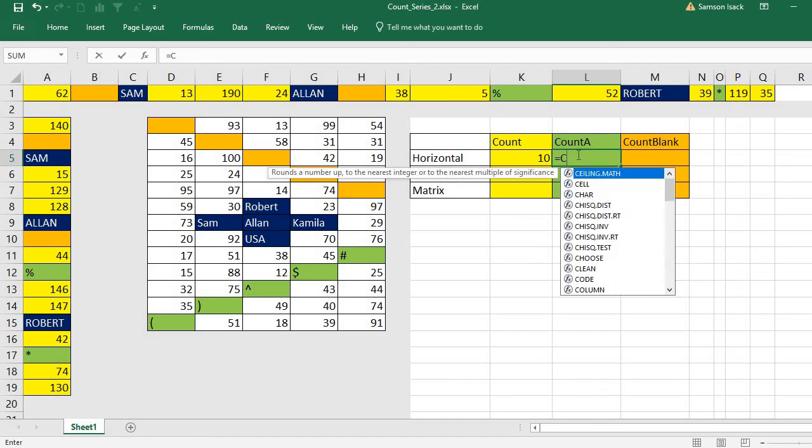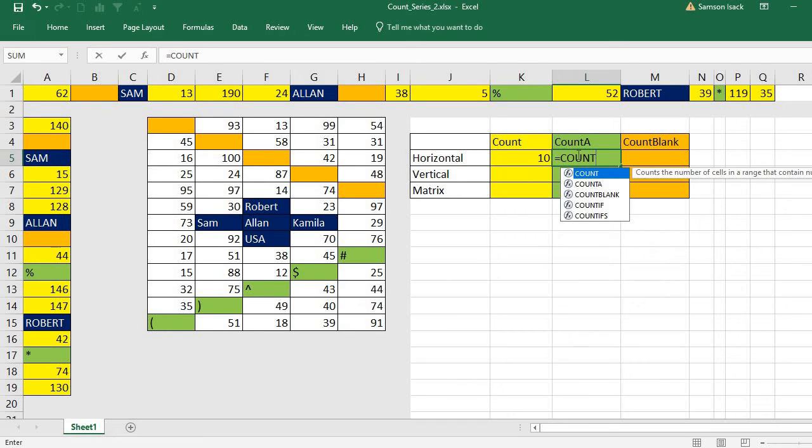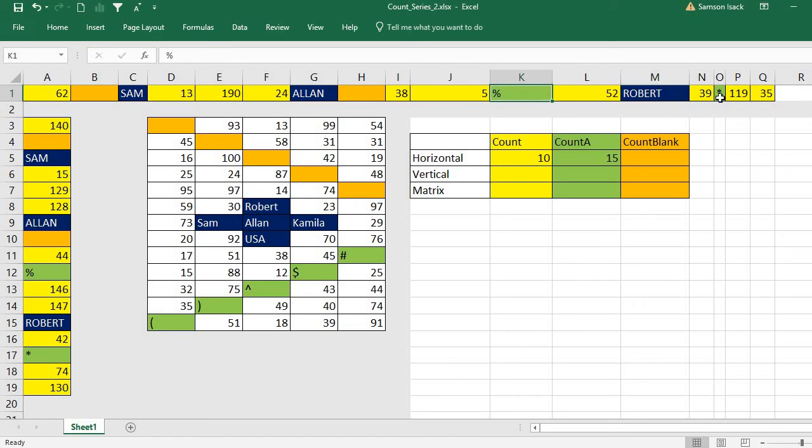Let's check CountA. The whole range, close the bracket, and you can see 15. We already counted 10 numericals and 3 alphabets, so 13, plus 2 special characters, 15. So the total number of cells in the full list is 17, but it is not counting the 2 blanks which are listed here in the orange color.